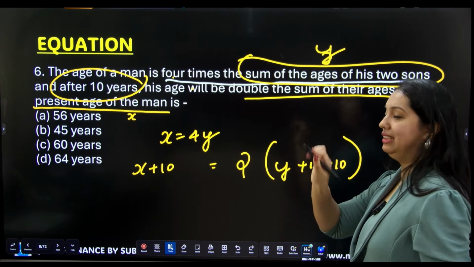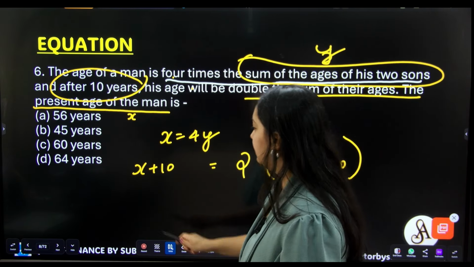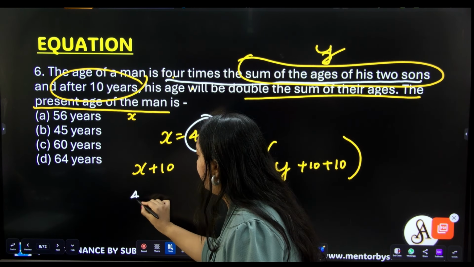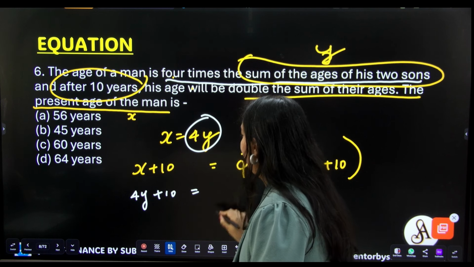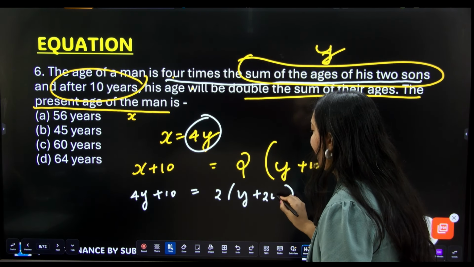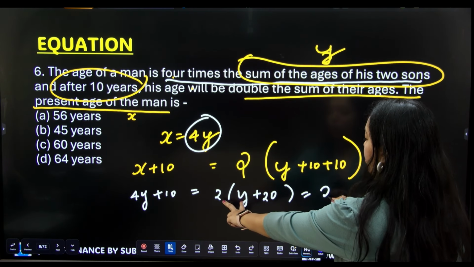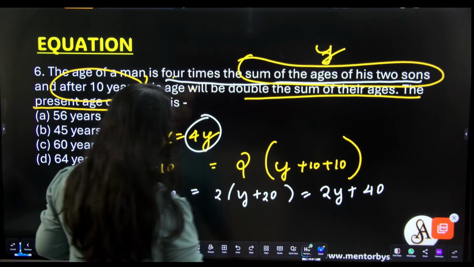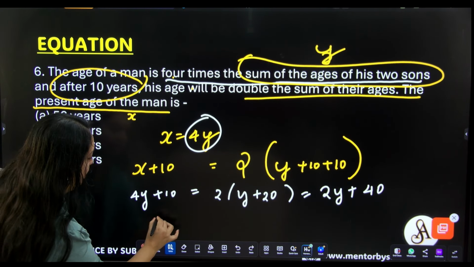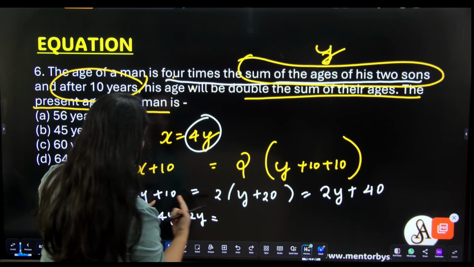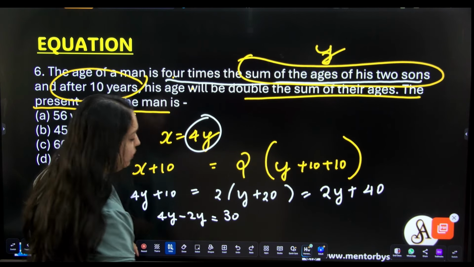Double means multiply this entire thing by 2. Solve this. Now, what can I replace the x value as? 4y, correct? So, 4y plus 10 is equal to 2 times y plus 20. What is y plus 20 into 2? 2 into y, 2 into 20. Solve this. Taking all the y's to one side, I'll get 4y minus 2y is equal to 40 minus 10, which is equal to 30.